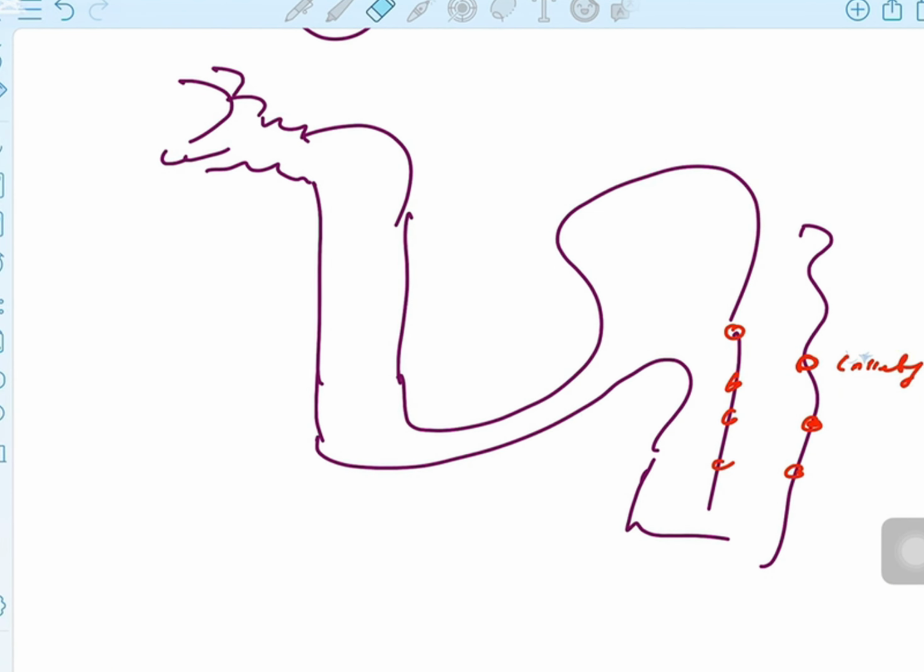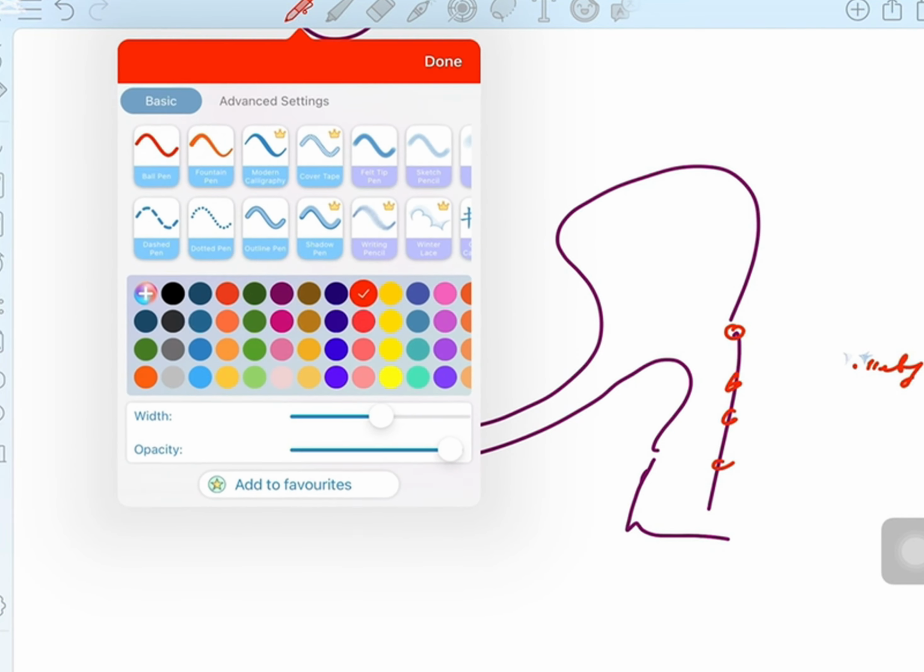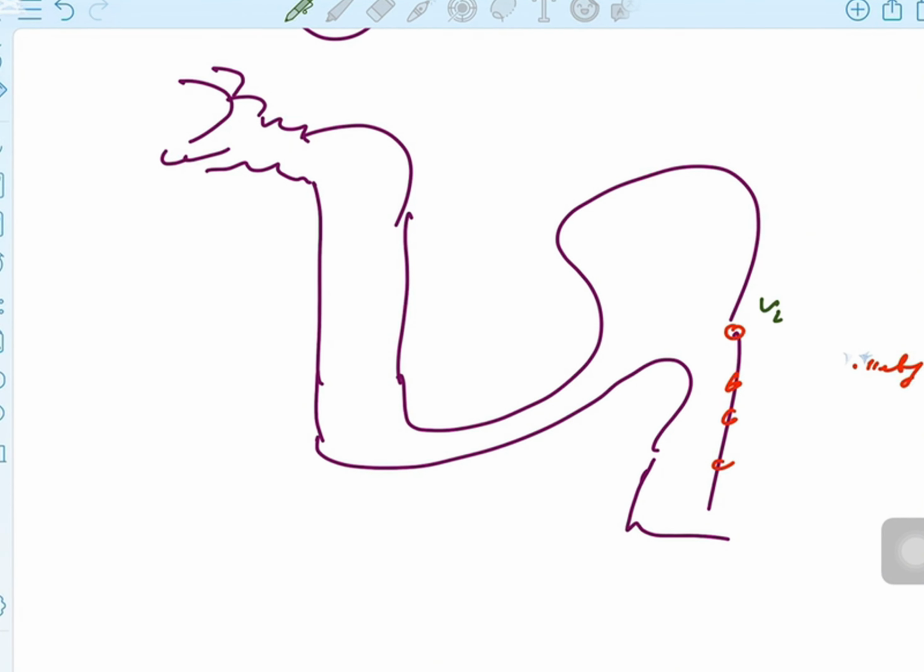In the principal cells, V2 receptors are present. Which receptors? V2 receptors are present. Antidiuretic hormone will come and act on the V2 receptor. When the antidiuretic hormone comes to the collecting tubule and the V2 receptors are activated, after the activation of the V2 receptor, there is presence of aquaporin channels on the collecting tubules.